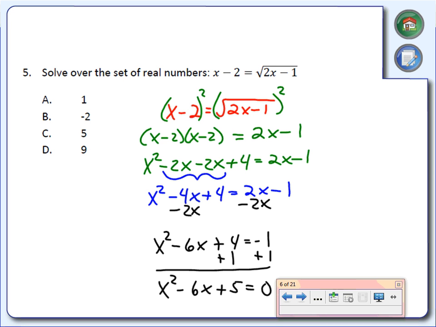So now that I have it equal to 0, I'm going to go to my calculator. I'm going to graph this and find the solutions to the quadratic. So everybody go to your calculator and let's graph it and find the x-intercepts. There should be 2 of them. 2 x-intercepts.